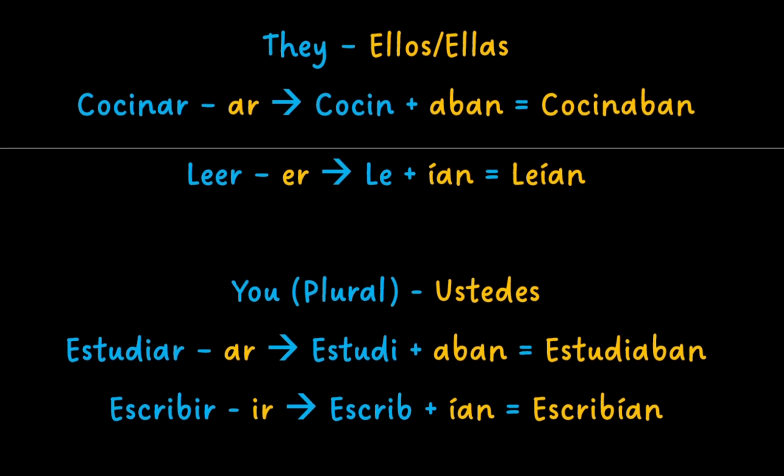And for the fourth set of sentences, cocinar and leer will be in the they form, and estudiar and escribir will be in the you form when talking to multiple people. So cocinar becomes cocinaban, leer becomes leían, estudiar becomes estudiaban, and escribir becomes escribían.